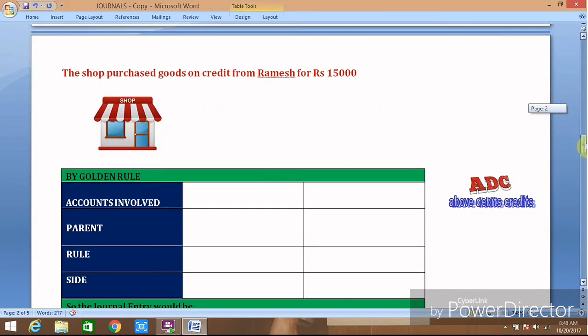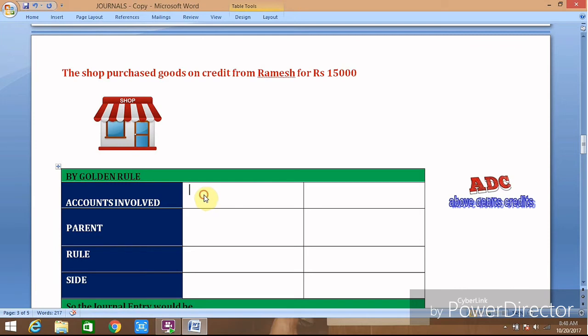Fine, I hope you will be helping me out with this example. Here we see that the shop purchased goods on credit from Ramesh for rupees 15,000. We see that the shop is actually taking the goods not on cash but on credit. And we are incurring a liability since we are taking the goods now without cash, but for which we have to pay the funds or the cash sometime in future to Ramesh. Now we have already learned that a liability for goods is known as a creditor. So over here, Ramesh can be regarded as a creditor.